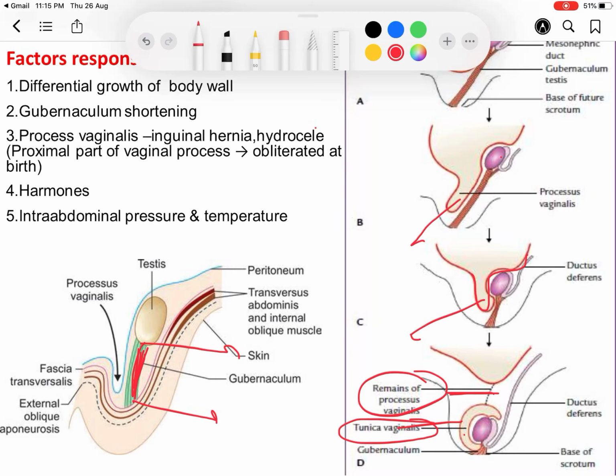processus vaginalis remains patent, it will lead to congenital inguinal hernia, because abdominal content can herniate into this pouch of peritoneum. Then the fourth factor is the hormones, that is the testosterone hormone, which is responsible for descent of testes, and also the intra-abdominal pressure and intra-abdominal temperature also favor the descent of testes.